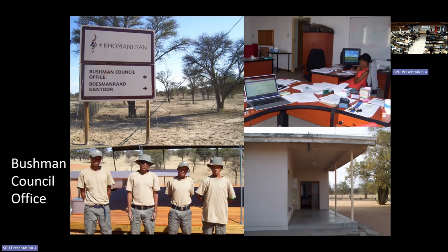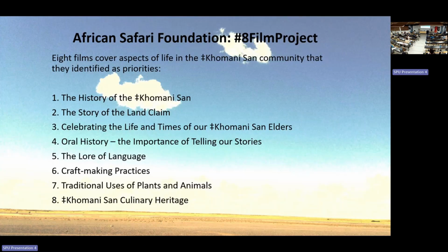The next one is more participatory. So this is part of a project to make films with the Khomani. They scripted, directed, filmed. The only thing they didn't completely do, though they helped with it, was the editing of the film. So it was 8 short films. That was the subject matters of each film.